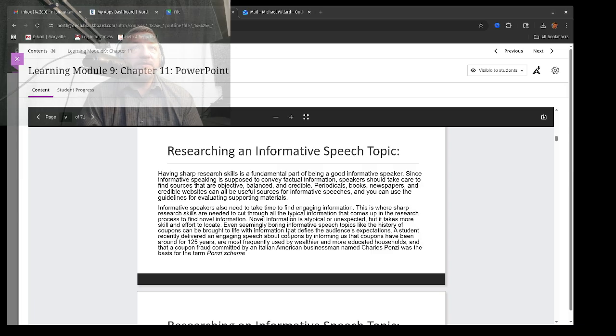Informative speakers also need to take time to find engaging information. Stuff that's going to keep people interested, stuff that applies to their career. Again, sharp research skills can come in handy here as well. Think about getting pieces of information that not many know about. Novel information, right? It's unexpected, but it takes a lot more time to locate and bring it to your audience, but once you do, it can make a boring topic seem more alive, right?